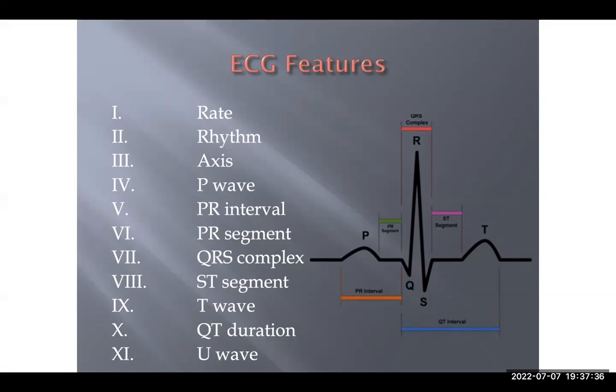Rhythm, from the previous talks, we have said there are only 3 rules. Rule number 1, there must be a P preceding the QRS. Rule 2, for every P, the ratio is 1 to 1. 1 P, 1 QRS.